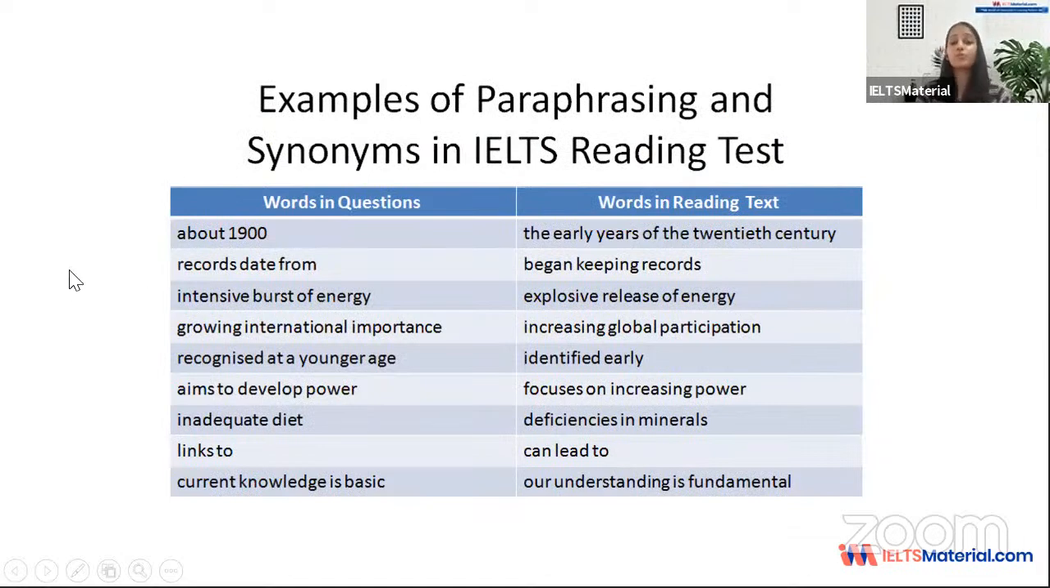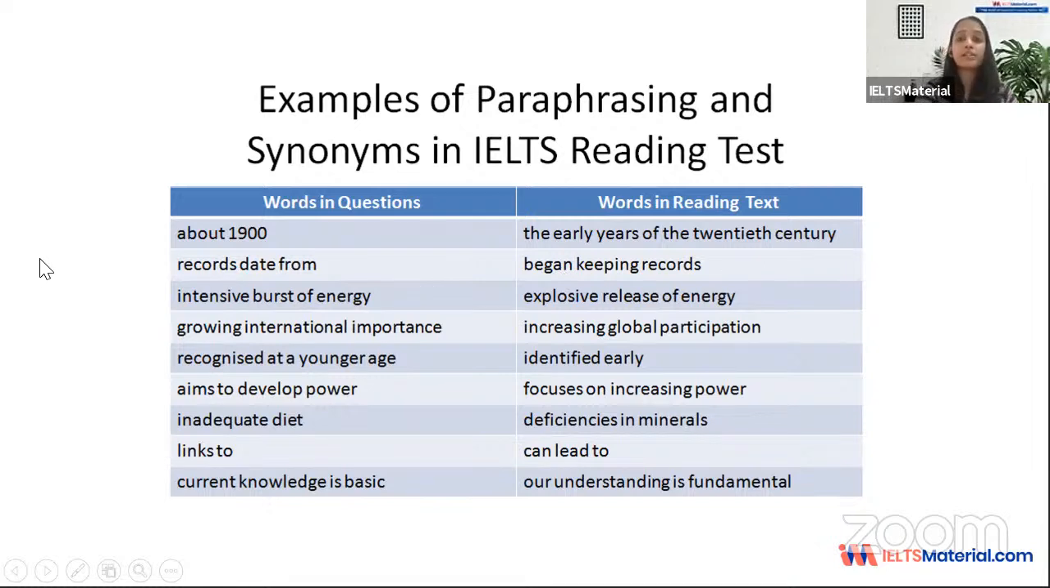So synonyms are the most important part of reading test. Once you achieve command over identifying synonyms, that makes your job super easy to find the answers. Let's understand this in detail. So let's say about 1900. You can say, roughly around 1900, not exactly 1900, the year 1900. Now we can say it as the early years of 20th century. Let's have another look. Records date from can also be written as began keeping records.